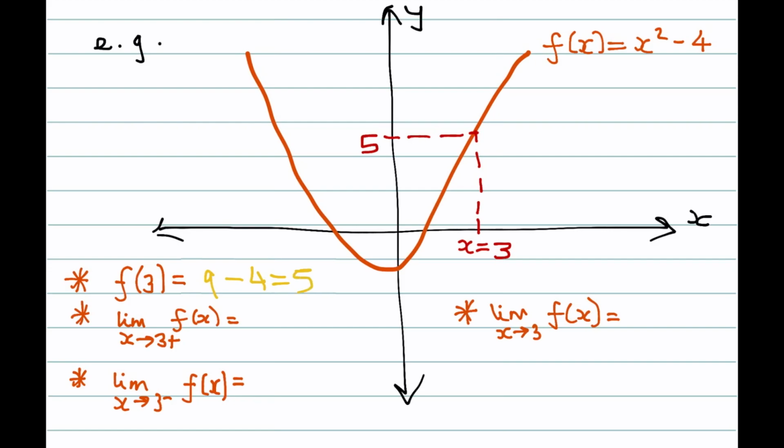And we know the limit from the right side, approaching x equals 3, will also be equal to 5. And similarly on the left side, will be equal to 5. And from these two, we can also see that the limit as x approaches 3 will be equal to 5. And now we can conclude that at x equals 3, f of x equals x squared minus 4 is continuous.